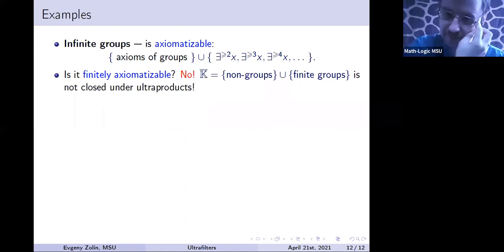Let us use the same counterexample as on the previous slide. Let us take groups Zn. Let us take the non-principal ultrafilter over natural numbers. Let us take the ultraproduct G of groups Zn. So what do we have? Each group Zn belongs to the complement of K, because it belongs to this part. Now we have the ultraproduct. Does it belong to this union? Does it belong to this part?